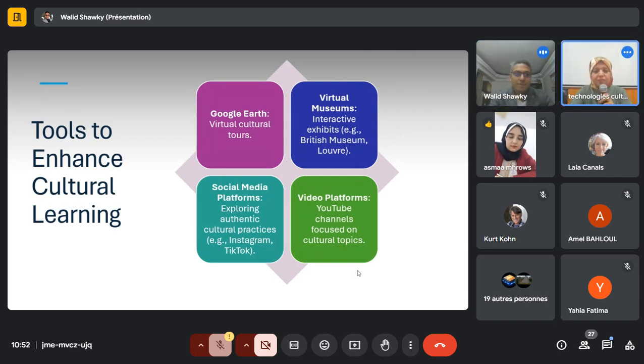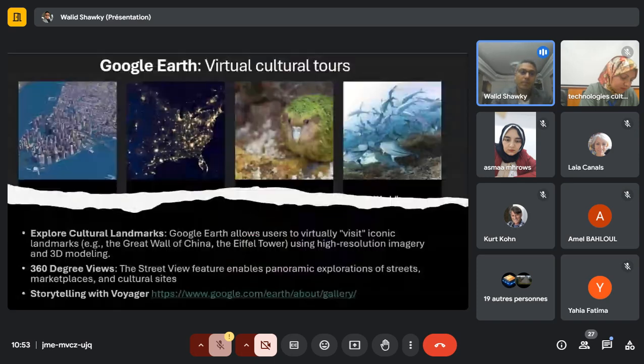Okay, perfect. So now we are talking about the tools that can enhance cultural learning. There are so many, but I've selected these four as the most important and the most influential because I've tried them in my classrooms. The first of them is Google Earth, and then the next are virtual museums, social media platforms, and video platforms. We're going to explain each one of them separately.